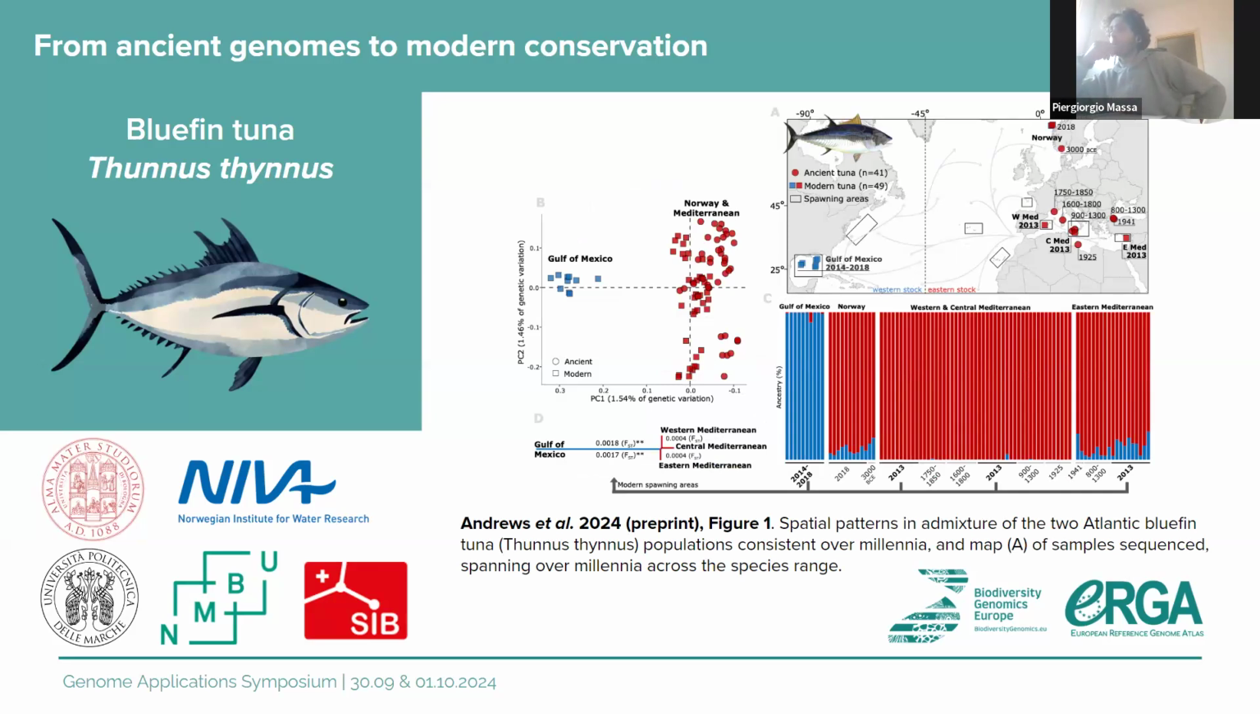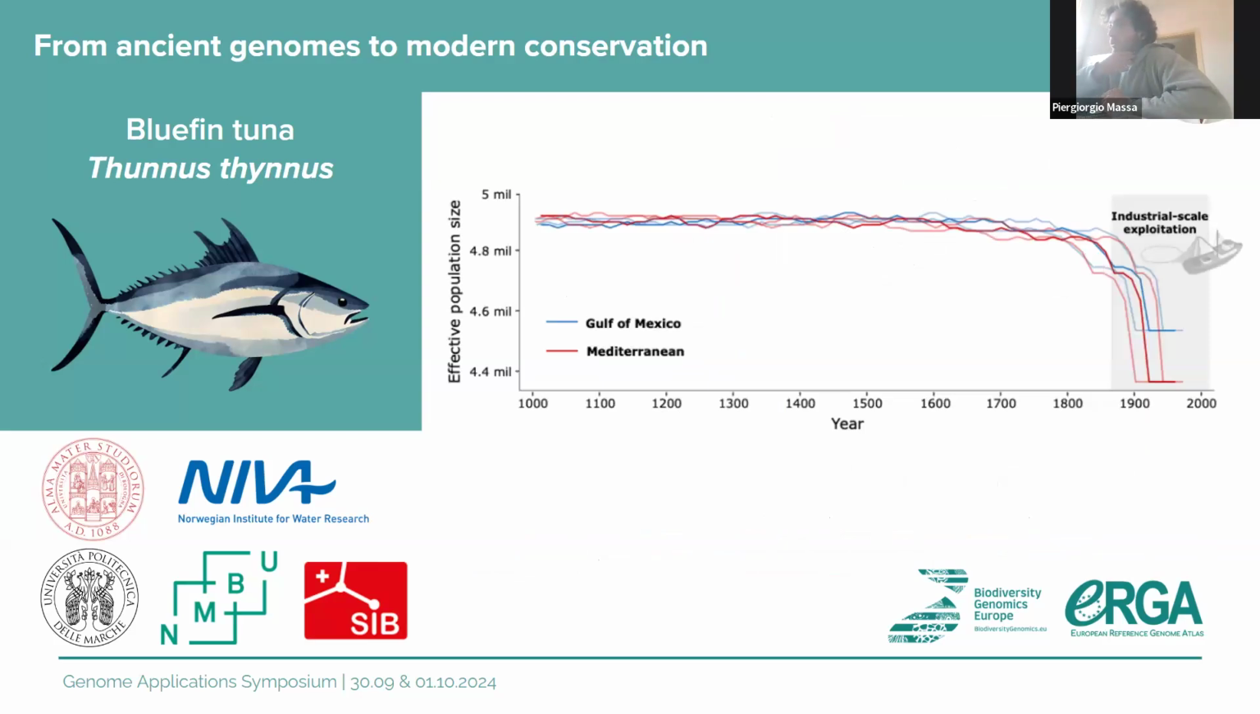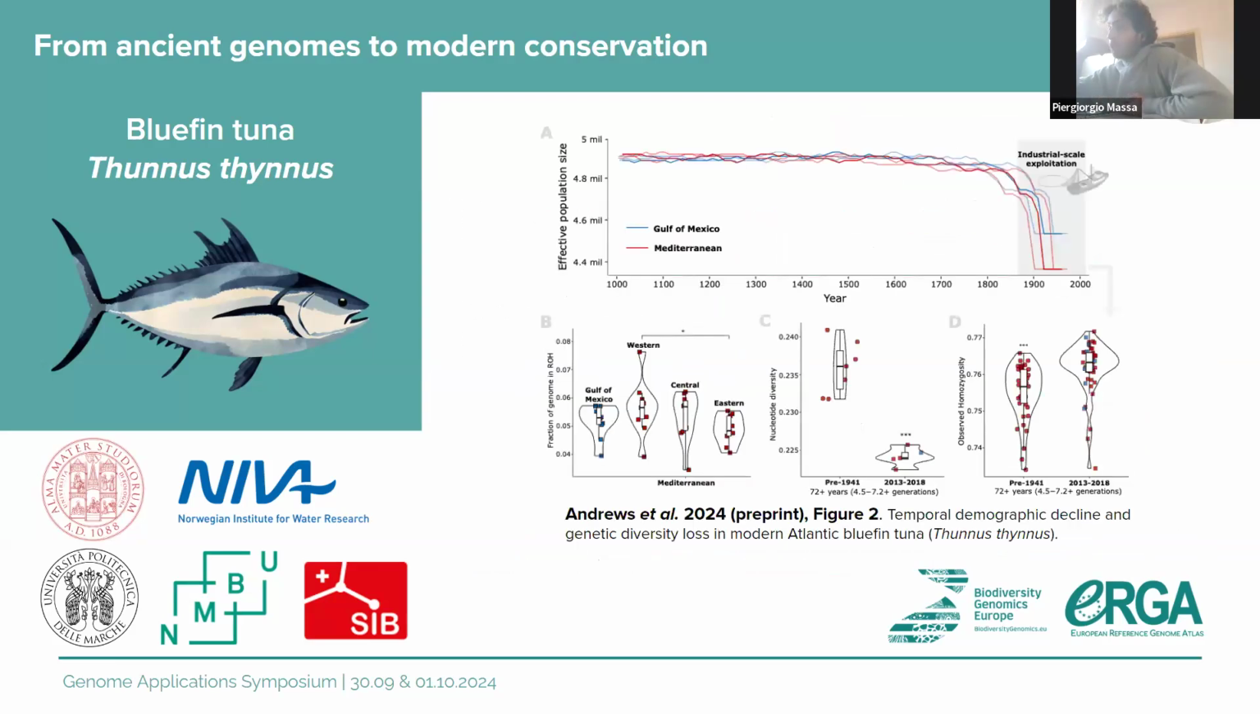From this dataset, he first confirmed the two-stock structure of such species with a western and an eastern stock with high connectivity levels, as is commonly observed for large marine migratory fish species. But then he also managed to find a decline in the effective population size of the species that started concurrently with the starting of the industrial scale exploitation. Then he also compared genetic diversity estimates of ancient and modern samples, and he found a decreased nucleotide diversity and an increased observed homozygosity in the modern samples compared to the ancient ones, as expected after the observed bottleneck, the observed decline.